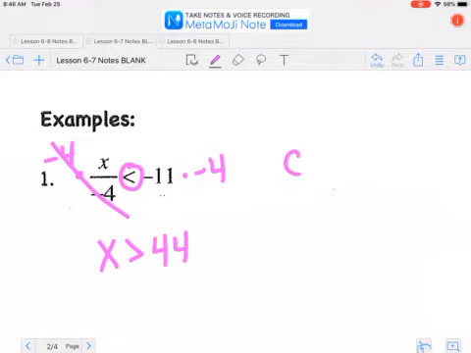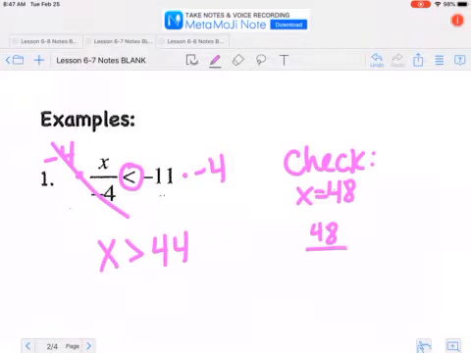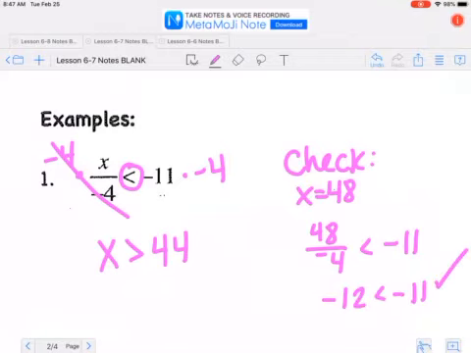Now, a way that you could check this to make sure you got it right is pick a number greater than 44. So let's do a number that's divisible by 4. So let's say 48. Okay, so let's say x is going to be 48. If we did 48 divided by negative 4, and we had is less than negative 11. 48 divided by negative 4 is negative 12. Is negative 12 less than negative 11? Yes, so we know we're correct.